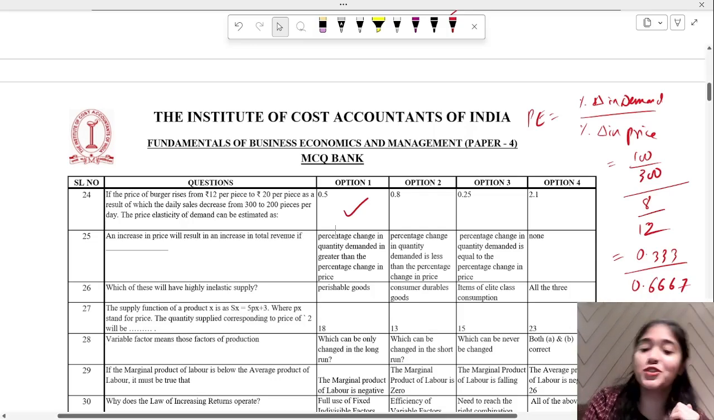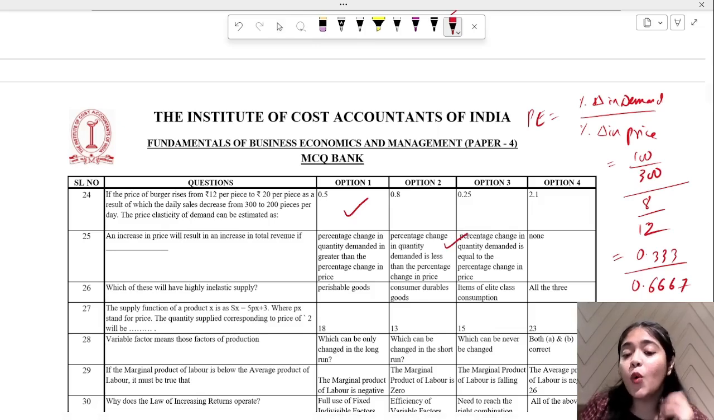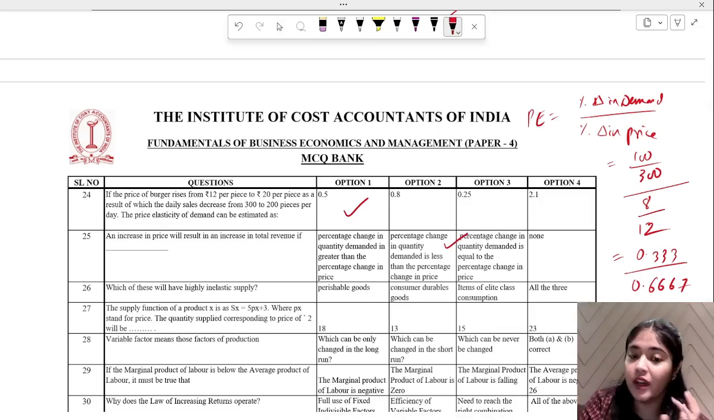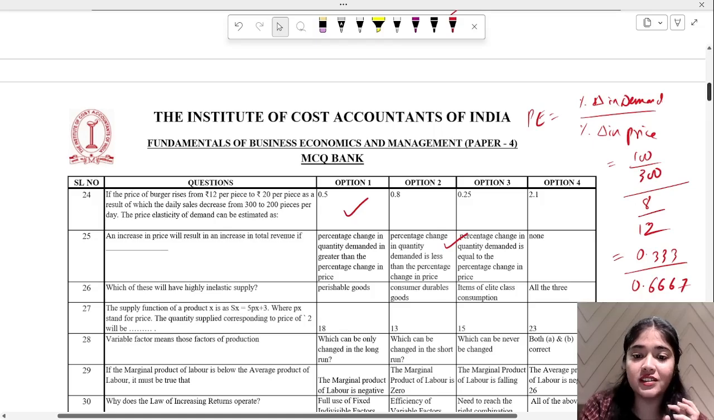Yes, you saw it right. Percentage change in quantity demanded is less than the percentage change in price. Then only an increase in price will result in total revenue increase. Okay, I hope you got this.